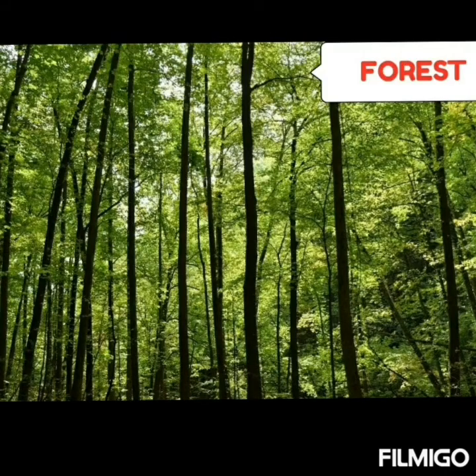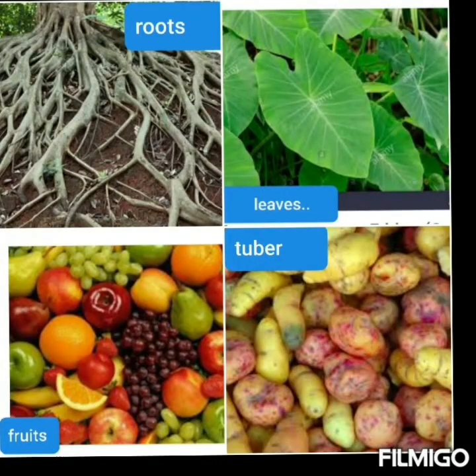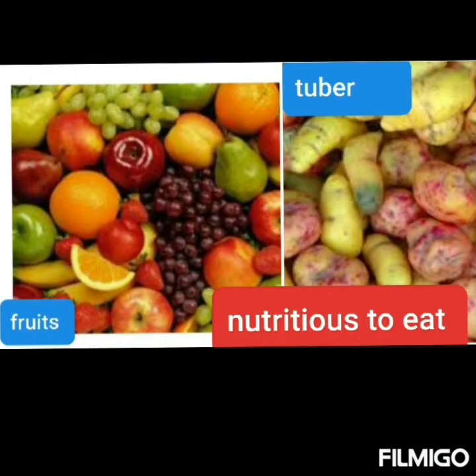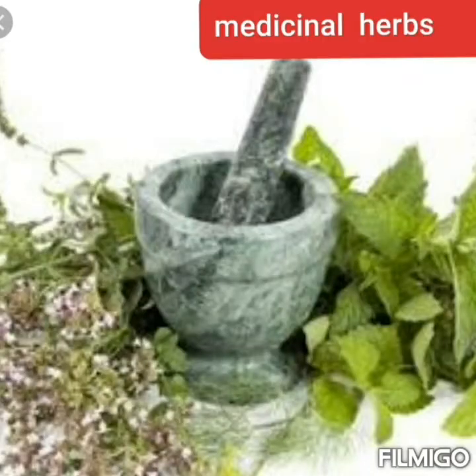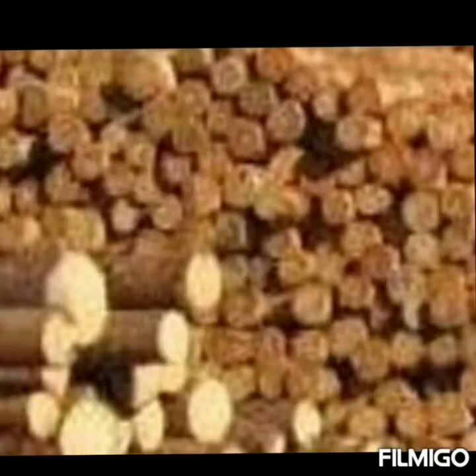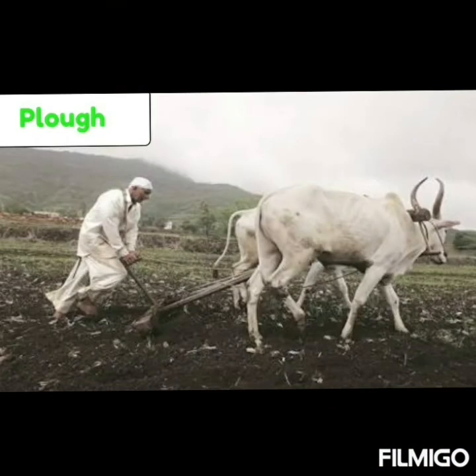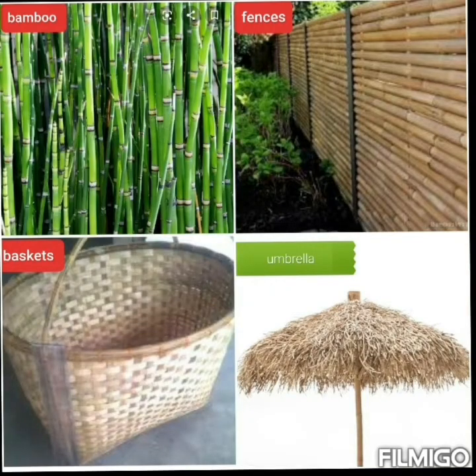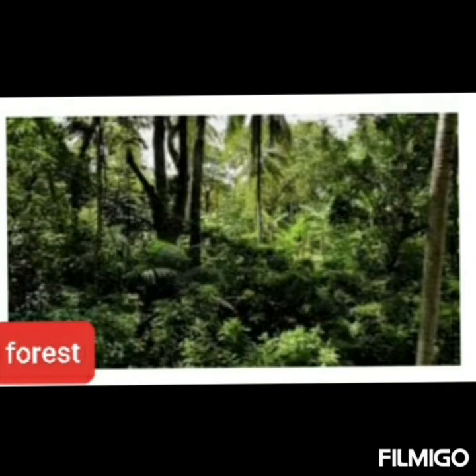In forest areas, people use forest products such as roots, leaves, fruits and tubers for many things. Fruits and tubers are nutritious to eat. Herbs are used for medicines. Wood for agricultural implements like yokes and plows. Bamboo makes excellent fences and it is also used to make baskets and umbrellas. Almost everything is available in the forest.